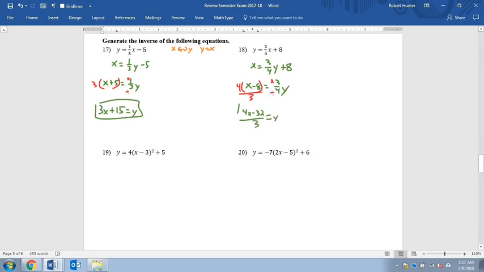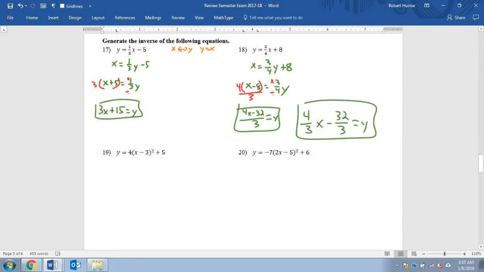Now, you may see the answer like this. You may also see it as two fractions: 4/3 x minus 32 over 3 equals y. This is the exact same thing as that. All right, number 19. Keep on going.